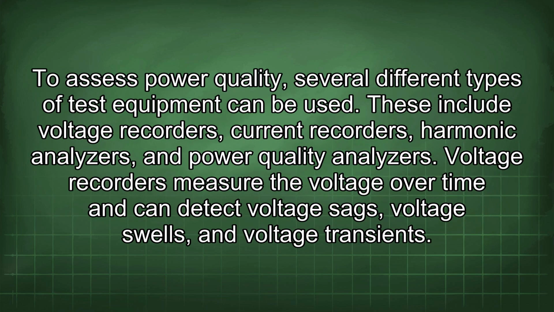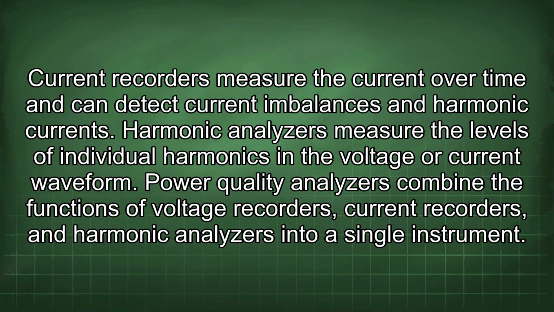To assess power quality, several different types of test equipment can be used. These include voltage recorders, current recorders, harmonic analyzers, and power quality analyzers. Voltage recorders measure the voltage over time and can detect voltage sags, voltage swells, and voltage transients. Current recorders measure the current over time and can detect current imbalances and harmonic currents.